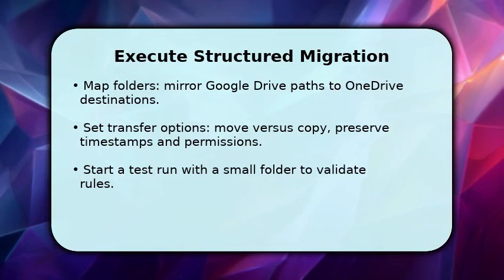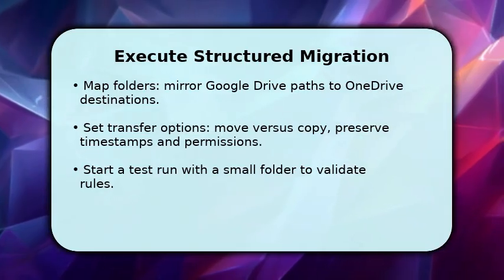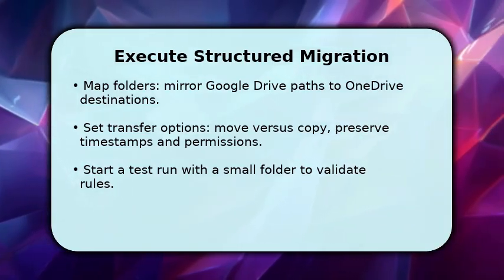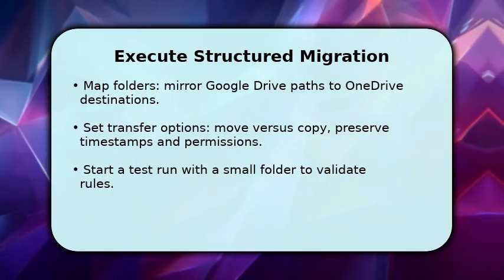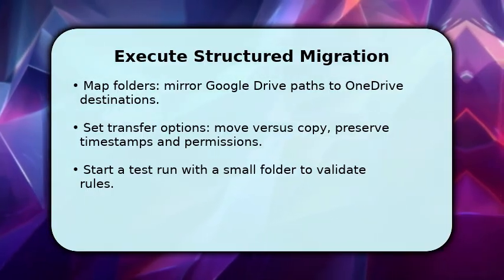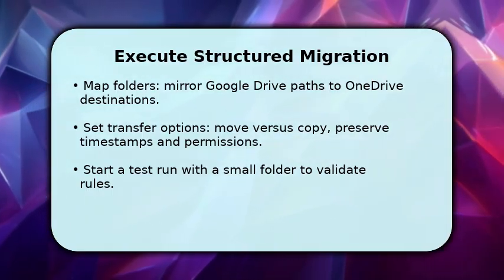Now you map folder structures so OneDrive reflects how you organize work. In the app, choose target folders and enable preserve timestamps and metadata. Make sure you pick copy if you want Google Drive intact.